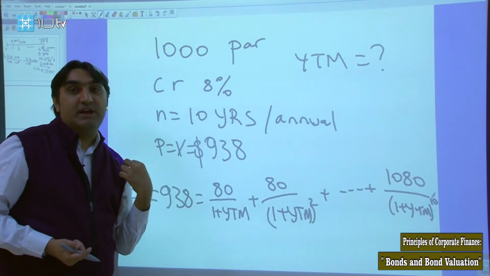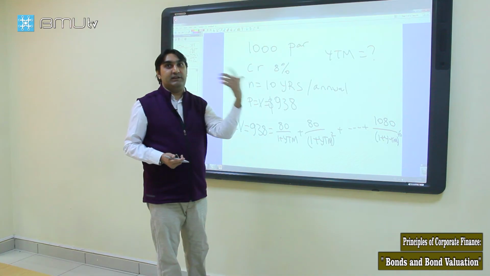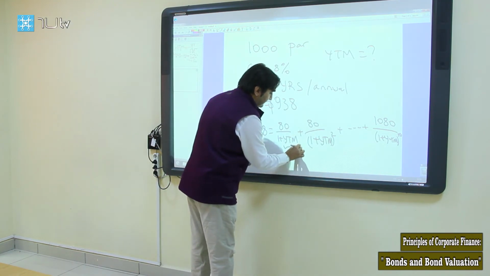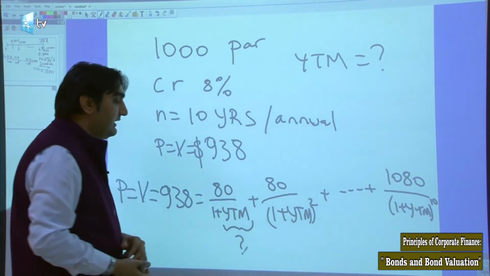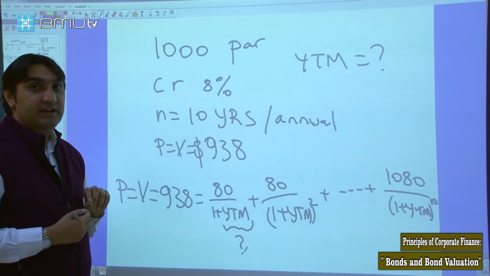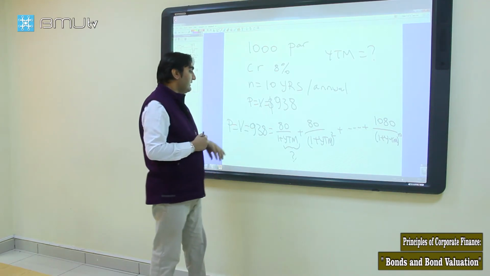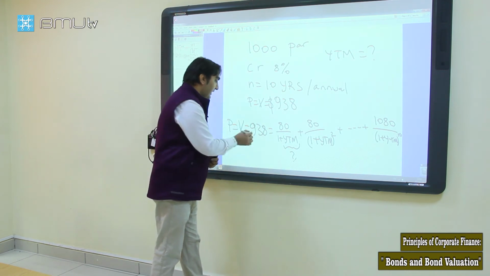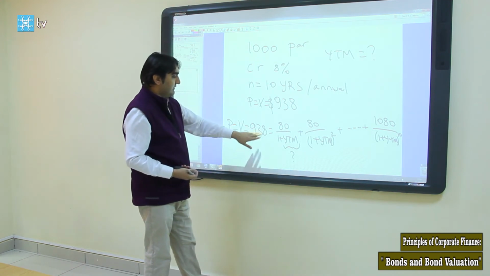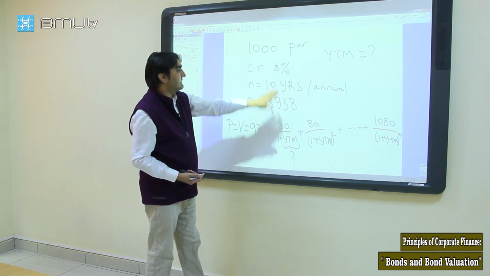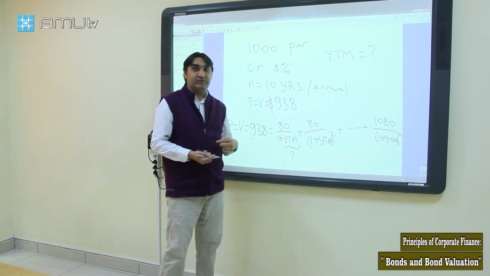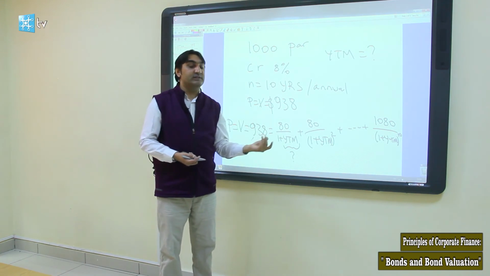In our previous examples, we had a rate of 5%, 11%. Here we are not given it, we need to find this rate. Again, this rate is how much annual return an investor will get if he or she buys this bond at this price, $938, with these indicators, 8% coupon rate and 10 years. How much annual return as a percentage will this investor get?